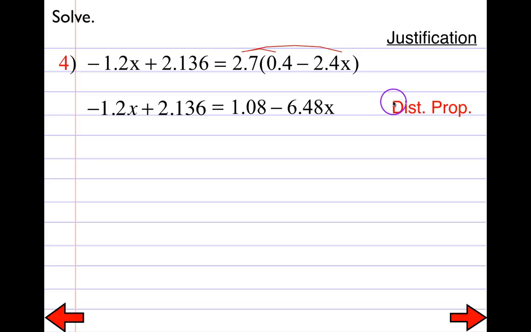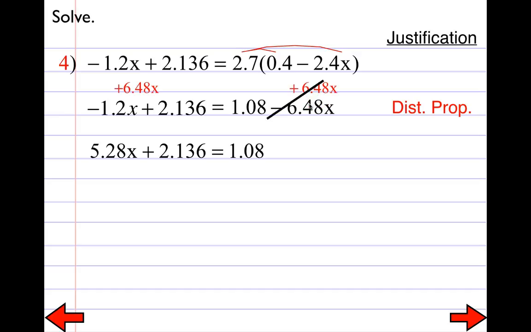Now, can I combine like terms? The answer is no. So moving on, should I move the variable to one side? Definitely, because we do have variables on both sides. So in this case, I am going to add 6.4800x to move it to the left, which leaves me with 5.2800x plus 2.136 equals 1.800.